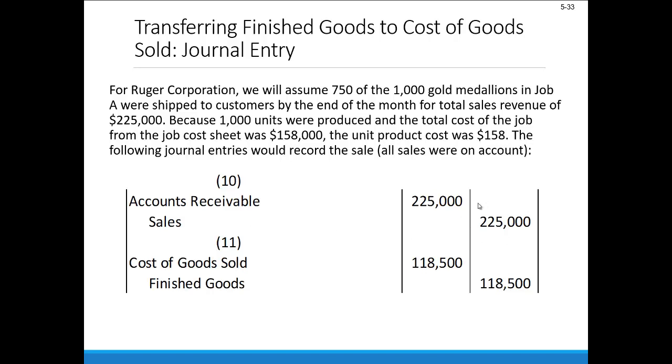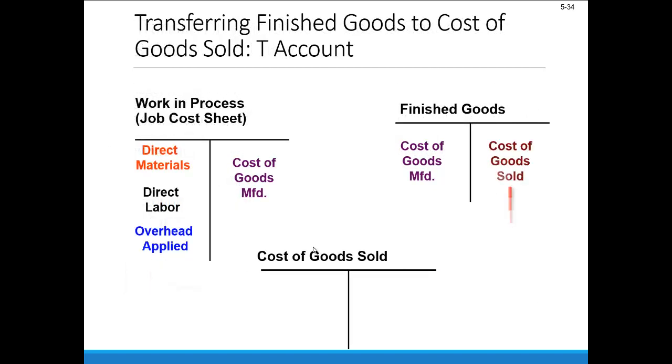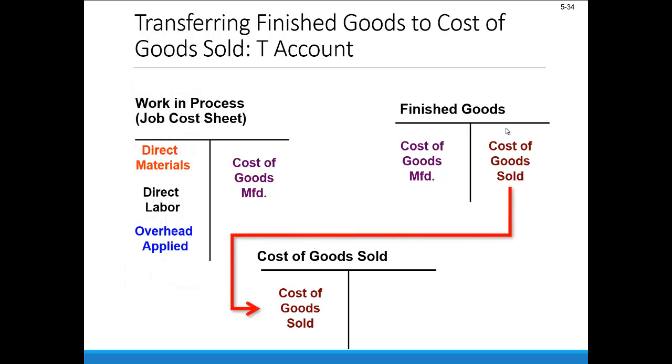Then we need to update our inventory. So we're going to book a debit to the cost of goods sold account, that's an expense account, for $118,500. That's the $158 unit product cost times the 750 units we sold. And we'll have a matching credit to finished goods to indicate that those things are no longer in the finished goods inventory, for the same $118,500. And once again, we'd see that in our T accounts if we looked. Got the credit side here of finished goods for the cost of goods sold, and a debit side of the cost of goods sold account for that same amount that we just booked.